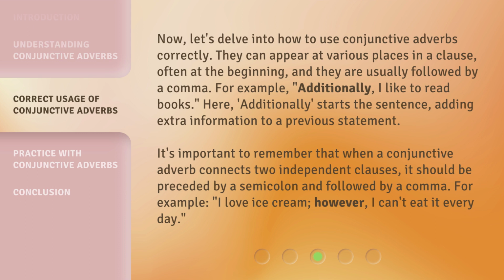It's important to remember that when a conjunctive adverb connects two independent clauses, it should be preceded by a semicolon and followed by a comma. For example, I love ice cream; however, I can't eat it every day.